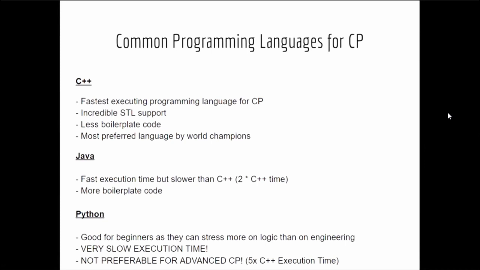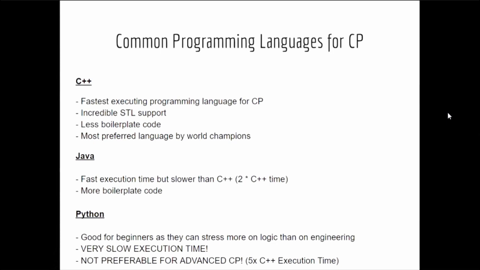Then comes Java. Java is also fast, but it's a little slower than C++, and it has more boilerplate code. Now, what is boilerplate code? That is the code needed to write a certain function. In Java, you'll require more lines as compared to C++.